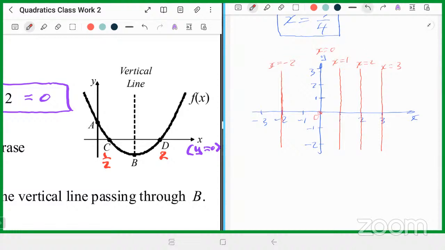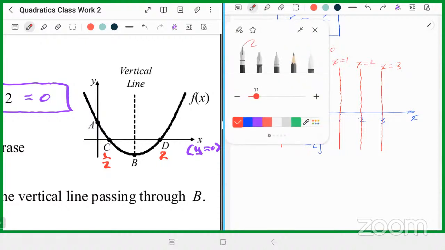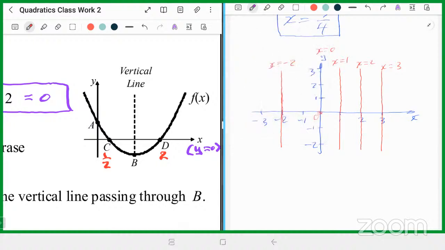A way to remember that is to say that the y-axis is x equals 0, so lines that are vertical, like the y-axis, will be x equals a number. Let's talk about horizontal lines. I'm going to put those in purple. So the first horizontal line is actually the x-axis. The equation of the x-axis is y equals 0. It's the first horizontal line.